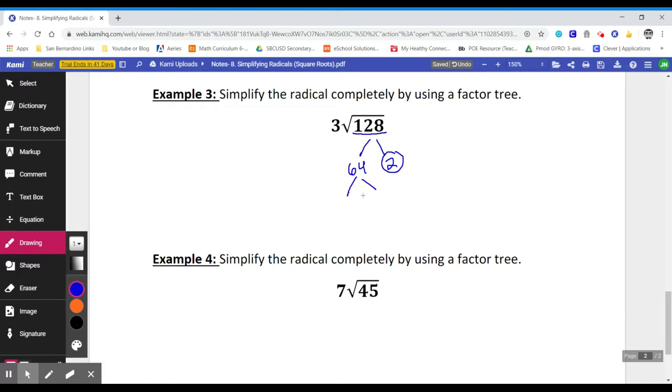64, where can I break this up into? There's a lot of different combinations. If you did 8 times 8 is 64, then that is correct. And you would be able to get to the final answer already, right? Because you already have a pair here. So that means that the 8 can go on the outside and the 2 stays on the inside.